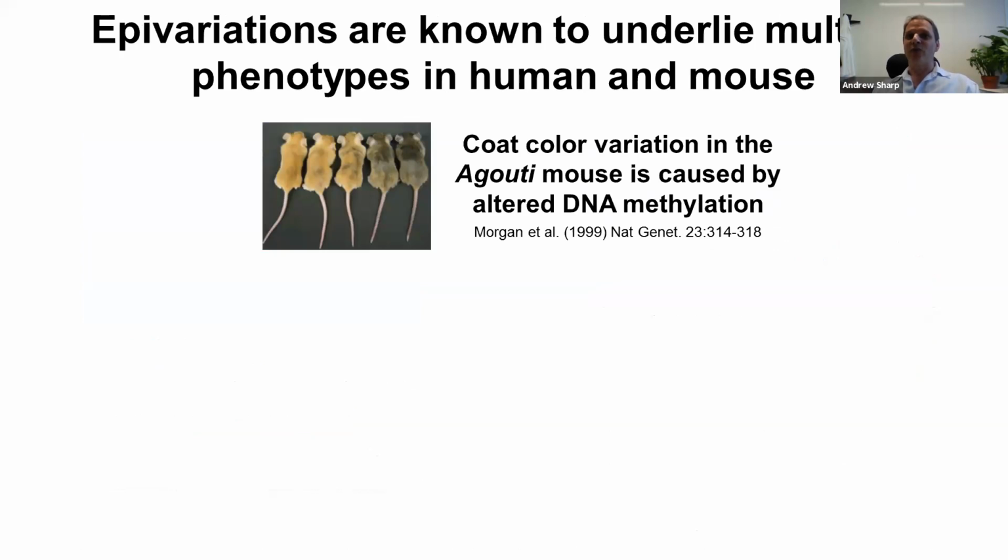But it's important to realize that DNA sequence variation isn't the only kind of variation that can modify phenotypes. What I'm showing you here is, I'd say, the groundbreaking study in this area. It was published just over 20 years ago in this mouse model called the agouti mouse. And what they showed is that altered methylation of a transposable element upstream of the agouti locus drives phenotypic variation in this mouse.